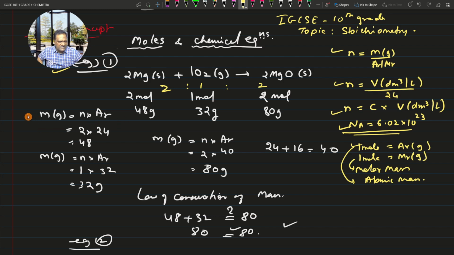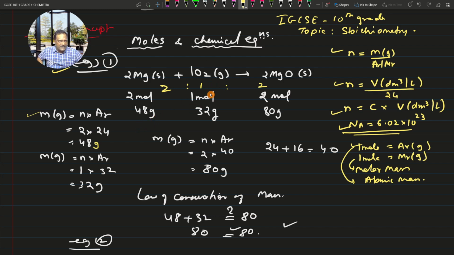Even otherwise, you can use this formula. M is equal to N into AR. And N in this case is 2 moles. And AR for magnesium is 24. So it will be 24 into 2, 48. So this will be 48 gram. Okay, so that is magnesium. 2 moles is equivalent to 48 grams of magnesium.